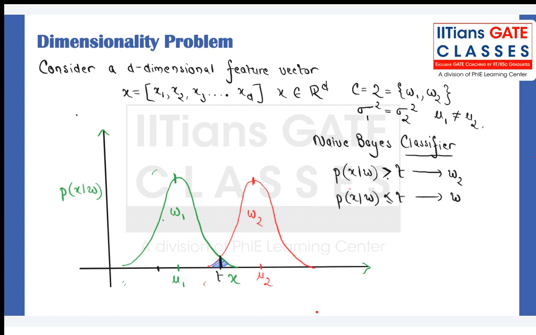And similarly, in this region, which is the region to the right of the threshold, there is some probability of omega 1 also occurring, but your model is saying that no, it should be omega 2 only. So that is the issue here. So this is called the region of error. The region shaded in blue is called the probability of error, or the region of error.